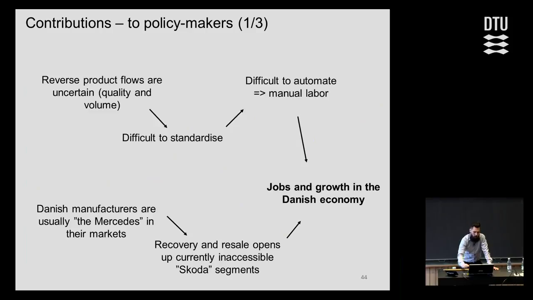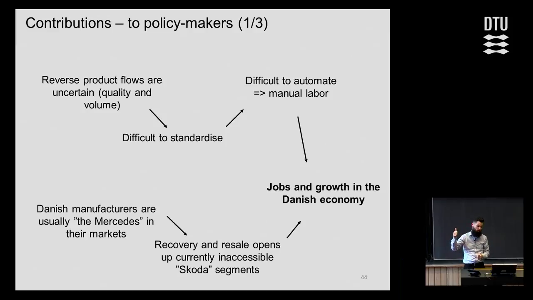Contributions to policymakers. Here are a couple of important points that I found out from my project. If we start with the top one, reverse product flows are uncertain in terms of quality of the core products and in terms of volume. It's very difficult to forecast. Uncertainty means difficult to standardize. Difficult to standardize means difficult to automate. In other words, there will be, everything else being equal, a larger amount of manual labor involved in reverse supply chains than with forward supply chains, where everything can be just so and so.